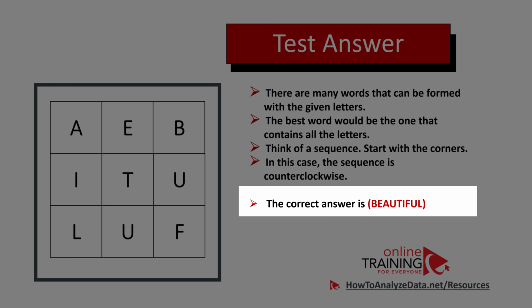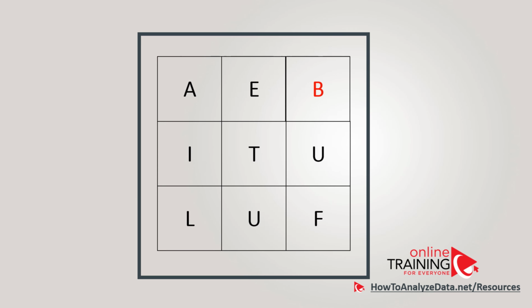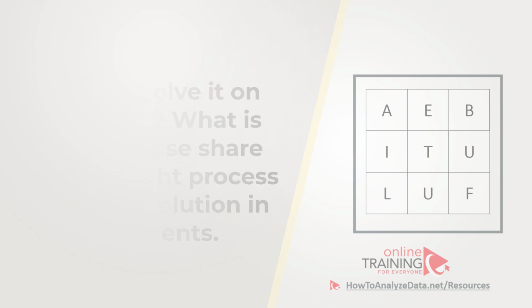The correct answer here is the word beautiful, which starts in the upper right corner. And then you go by the letters B-E-A-U-T-I-F-U-L. And that's how you get to the correct answer, which is the word beautiful. Hopefully you've nailed this question and now know how to answer similar problems in the test.